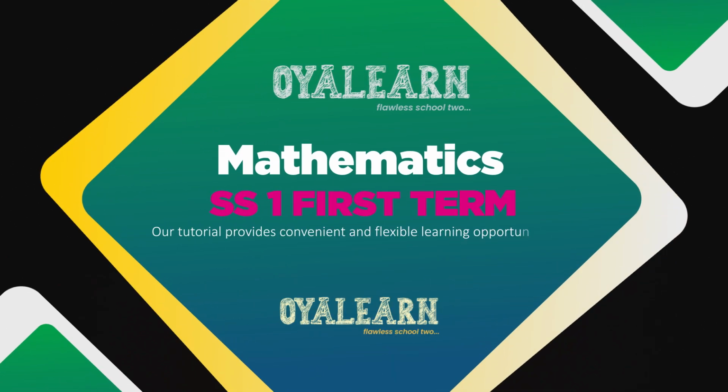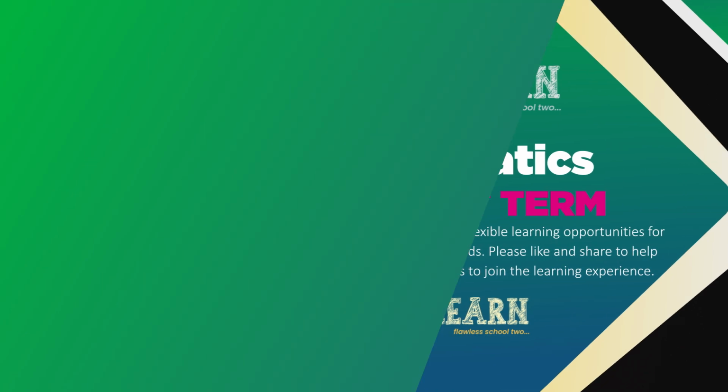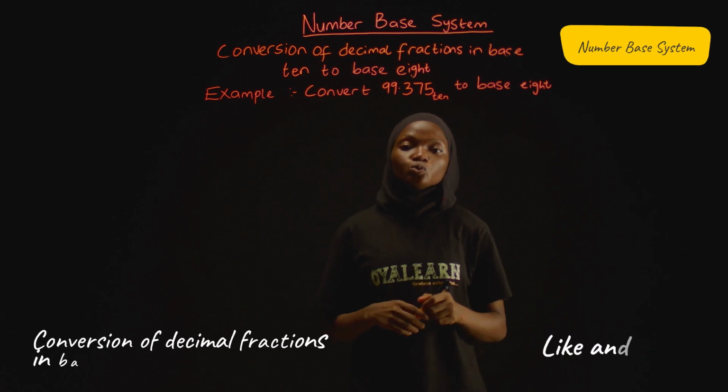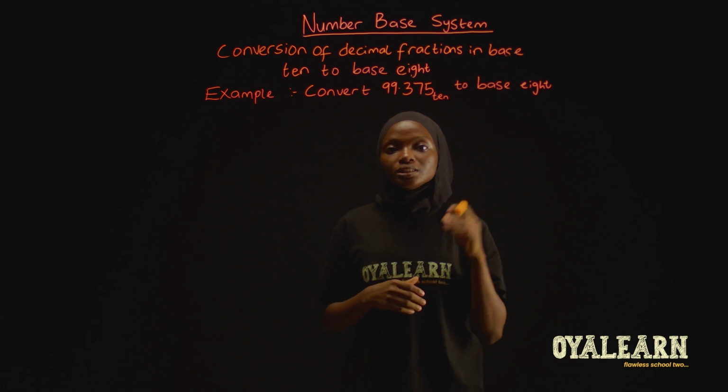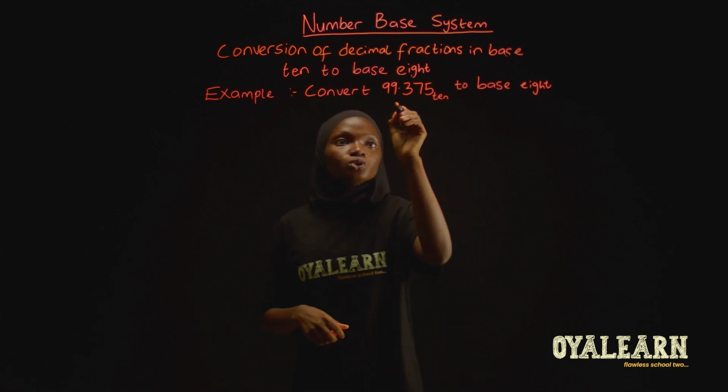Let's convert 99.375 base 10 to base 8. To do this, we split the decimal fraction into the whole number part and decimal part. Solution.